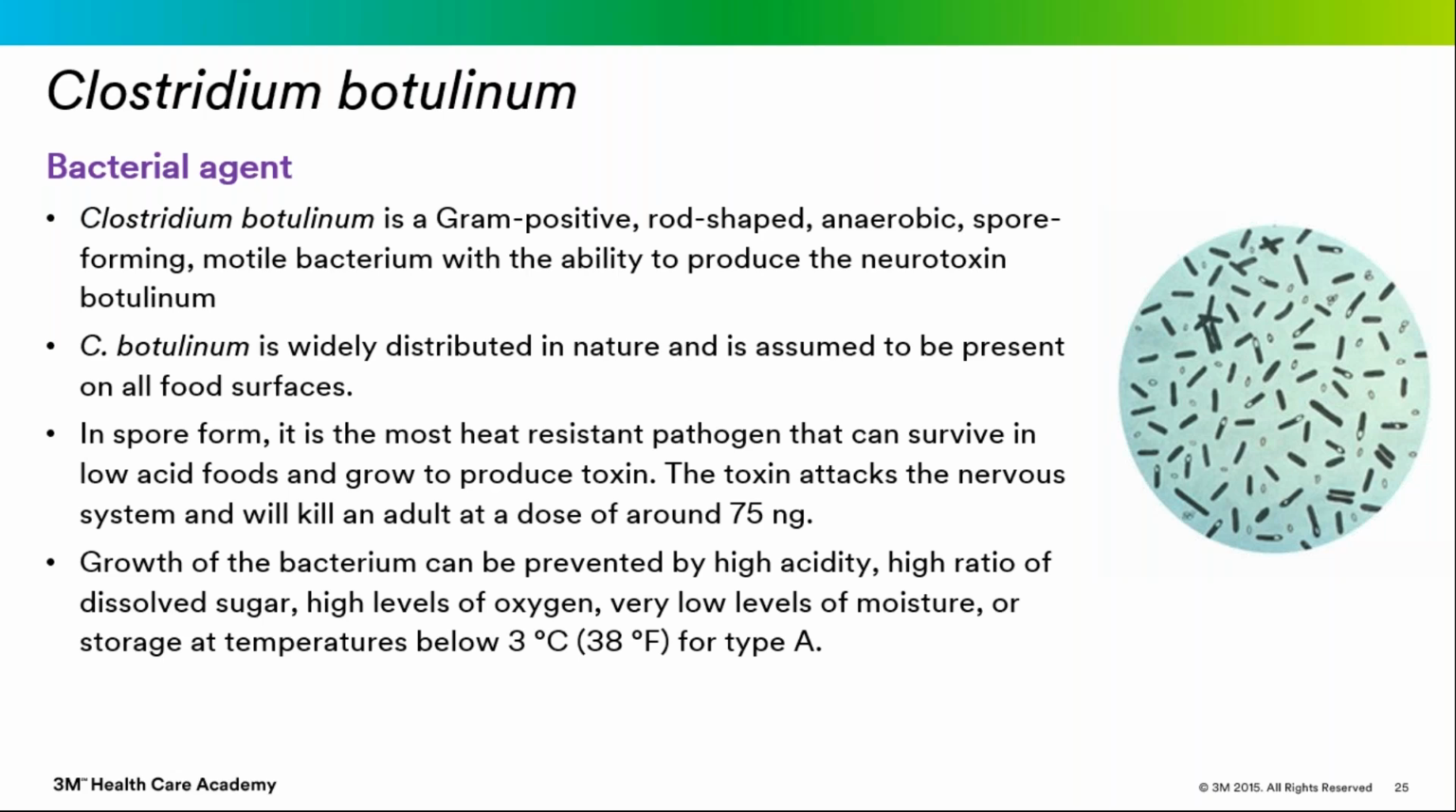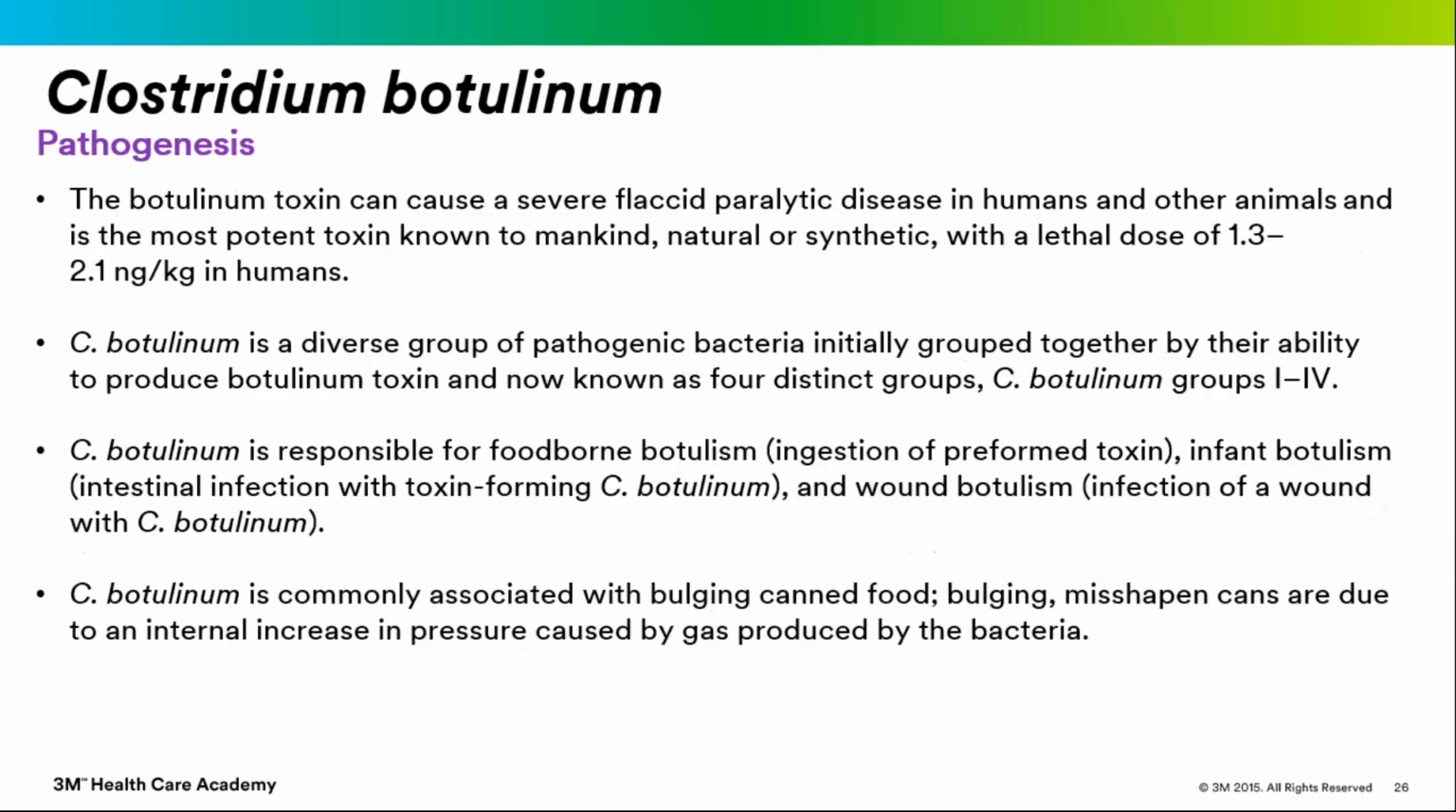Growth of the bacteria can be prevented by high acidity, high ratio of dissolved sugar, high levels of oxygen, very low levels of moisture, or storage at temperatures below 3 degrees centigrade for type A. Coming to the pathogenesis. The botulinum toxin can cause a severe flaccid paralytic disease in humans and other animals and is the most potent toxin known to mankind, natural or synthetic, with a lethal dose of 1.3 to 2.1 nanograms per kg in humans.